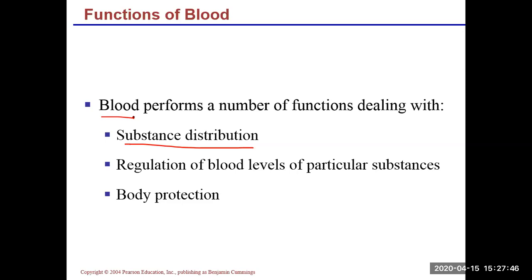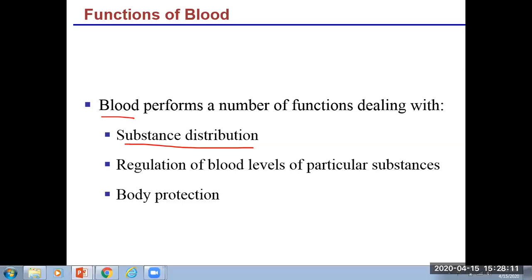People with kidney failure need to go to a dialysis center. Their blood goes into the machine, gets filtered, and is returned back into the body. Hormones also can get distributed. The endocrine system uses blood to transport many of the hormones to the target cells. So again, we can see a lot of substance distribution taking place.